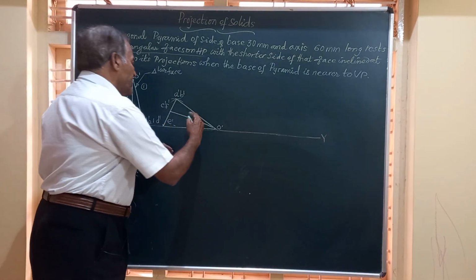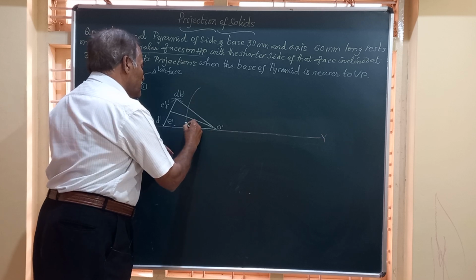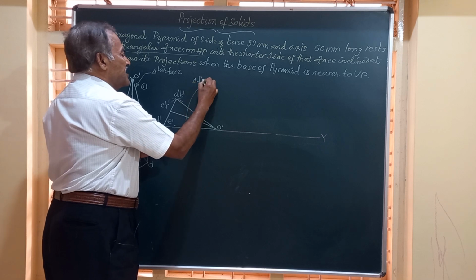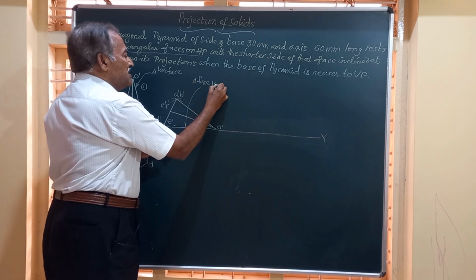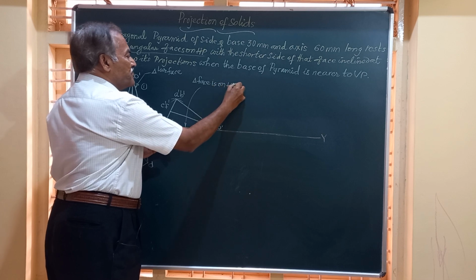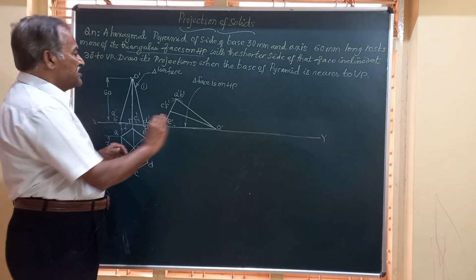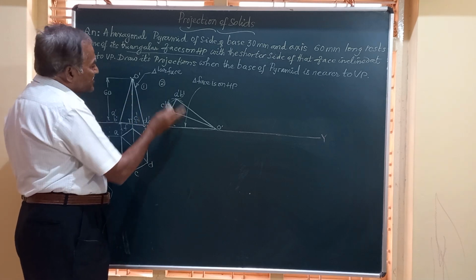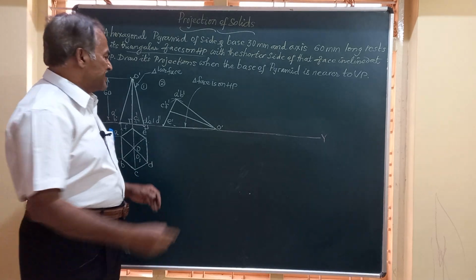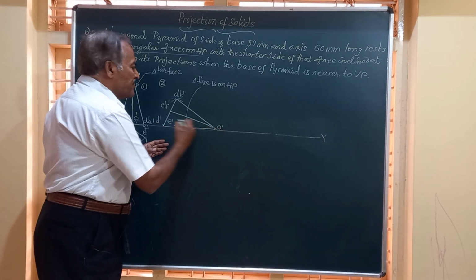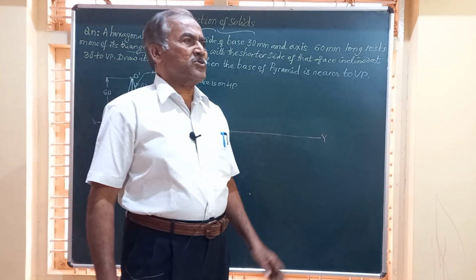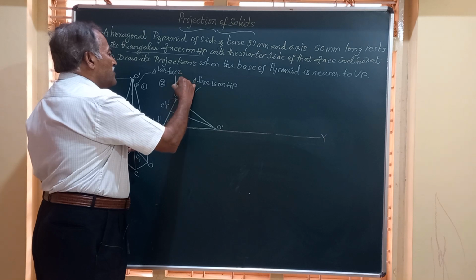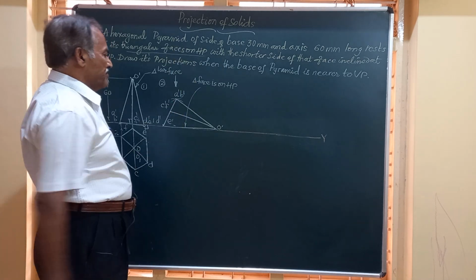So in this figure, friends, as you are seeing, the triangular face OAB, ODE, is on HP. One of the triangular faces is on HP. So this is figure number 2. It is exactly the same as figure number 1, only the triangular face is on HP. So corresponding to this position, let's see from the top and obtain the top view of the pyramid.